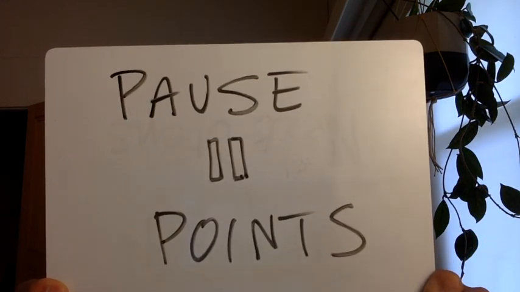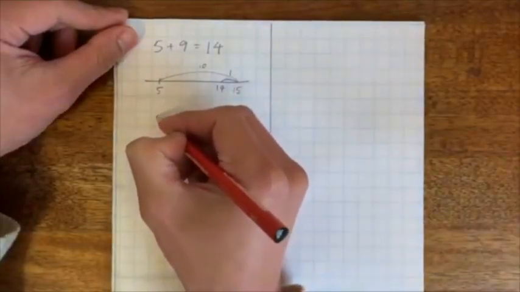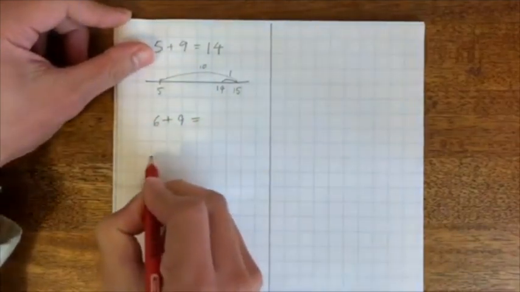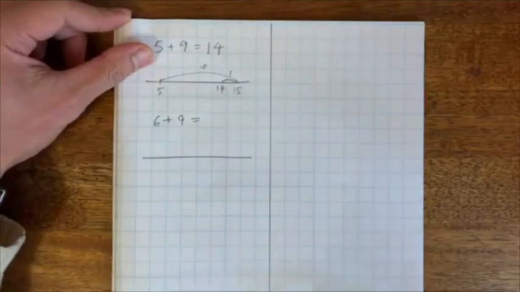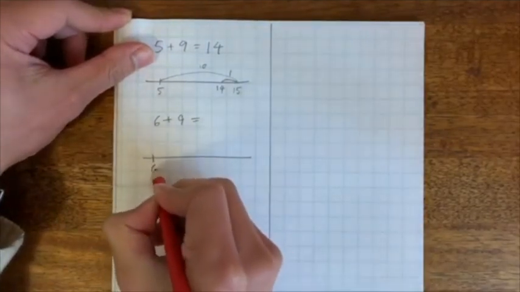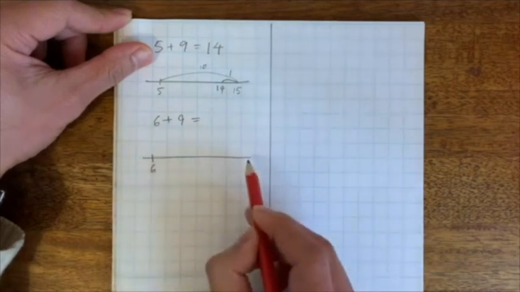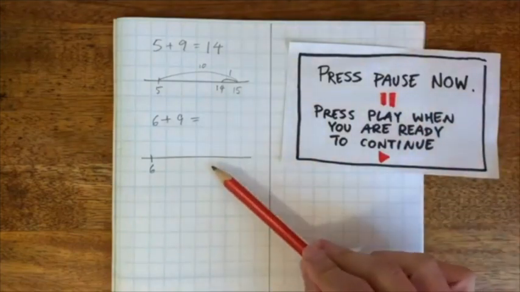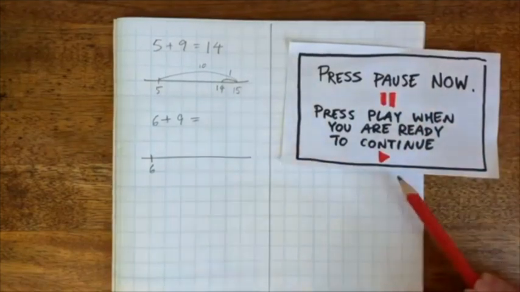To make sure that kids stay engaged while watching your video, it's important to think about including some pause points. A pause point is when you tell the student to pause the video and do something, and then when they're ready to continue, press play. Here's an example. Let's practice together. So let's try and add 6 plus 9, and we're going to show our thinking using an open number line. So I'm going to start at 6 this time. I'm going to jump 10, and then I'm going to go back 1. Pause the video and finish this problem by yourself. And when you're ready to continue, press play.